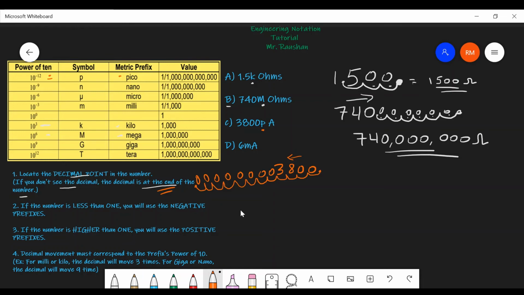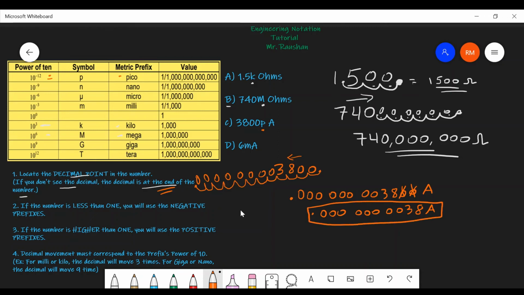So what is the answer for 3800 picoamps? Well, it looks something like this. Point, then 8 zeros, right? We get 8 zeros, and then the numbers. And then you could write amps. Now, when you're expressing this value, you do not have to write these 2 zeros. These 2 zeros can be crossed out, so you can express this value in this fashion. Alright, that is good enough. That is all you need to write.